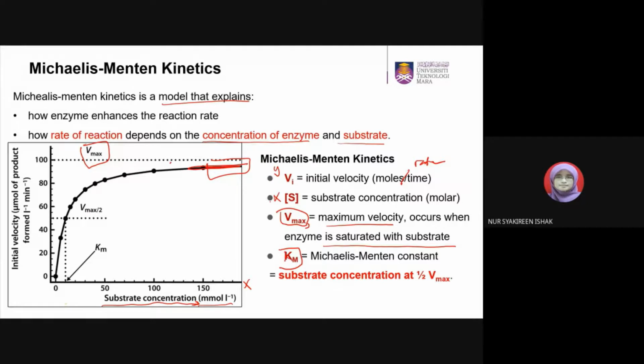What is Km? Michaelis-Menten constant. Make sure you write capital K with capital M. The M, write it small, as a subscript. So Km is the substrate concentration at half Vmax. Basically, Km is the Michaelis-Menten constant, where it indicates how much substrate is used at half of the maximum velocity.